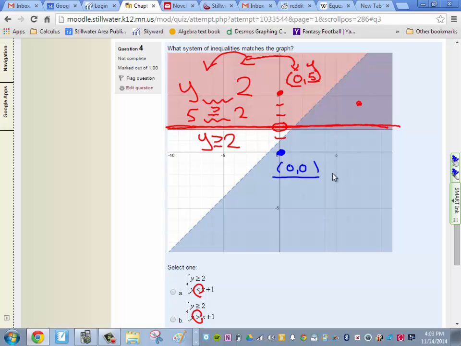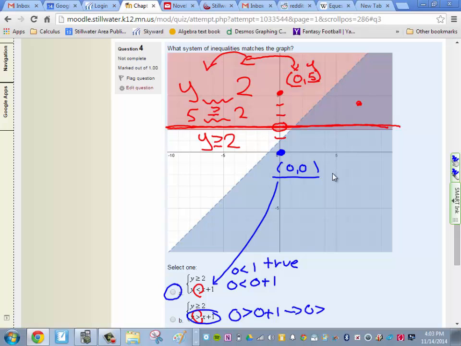Let's try it out. Let's test this 0, 0 point into this equation. So we have 0 is less than 0 plus 1. Is this true? Well, we have 0 is less than 1. This is true. Because that's a true statement, this must be the solution. If you tried it out in this one right here, you would have 0 is greater than 0 plus 1. Thus giving you 0 is greater than 1. That is not true. That is false. That's why it cannot be this one. Therefore, this is your answer.